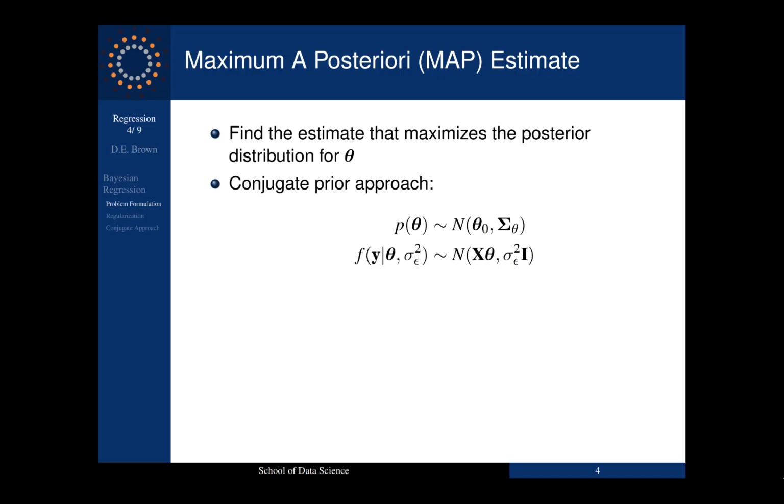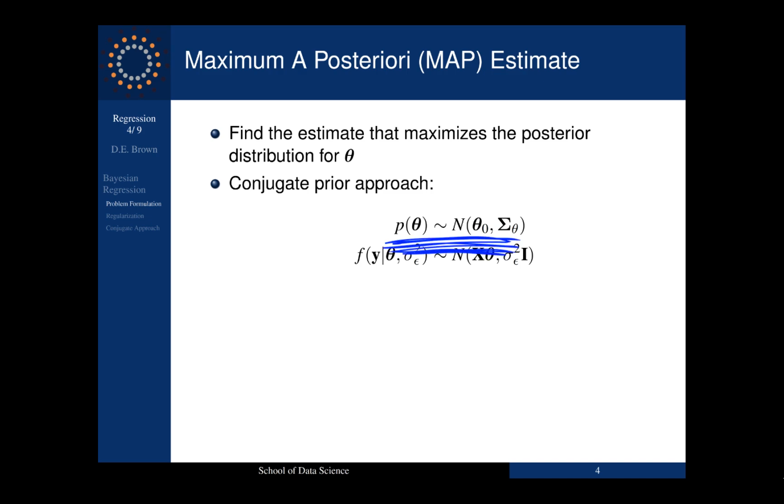And the approach we're going to take is to use a conjugate prior, because this is a very convenient approach to derive the solution here, since the assumptions behind regression are based upon a Gaussian assumption for the model. So let's make a Gaussian assumption for the prior as well, and that's a convenient way for us to go.